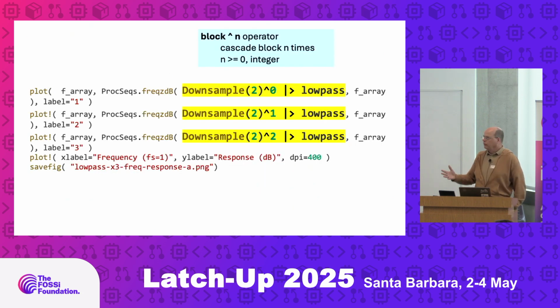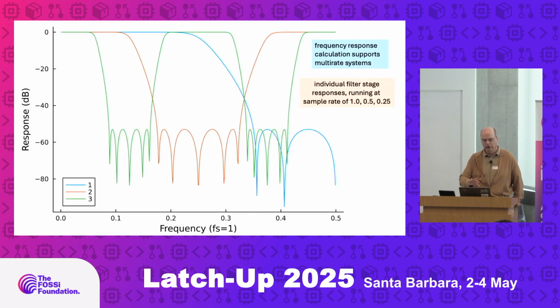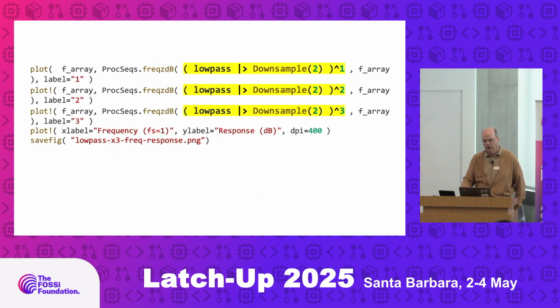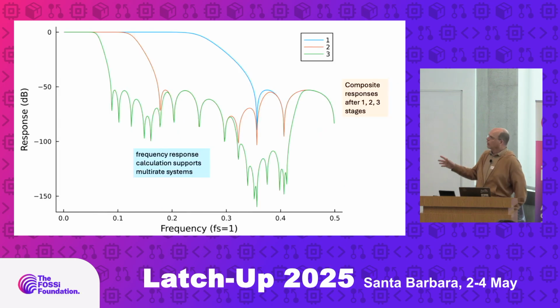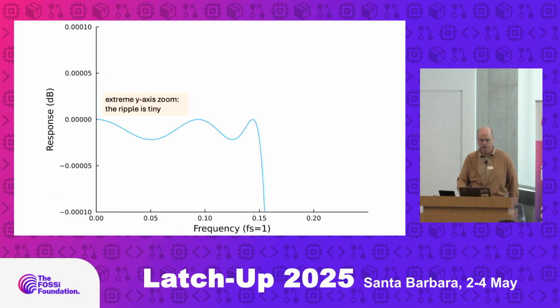We can run these transfer functions at different sample rates. Here I'm running the same low pass filter at 3 different sample rates, and then I'm running 1 low pass, then 2 low passes, and 3 low passes, and getting the composite response. This is just to demonstrate that the transfer function code can work for multi-rate systems, and that's what these filters are really designed for: interpolation and decimation filters.